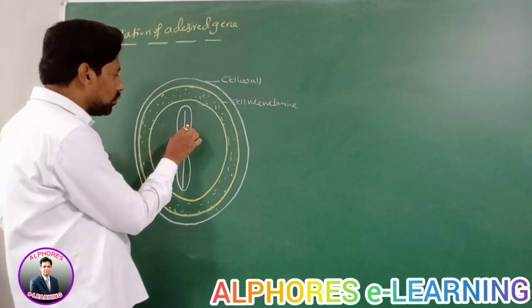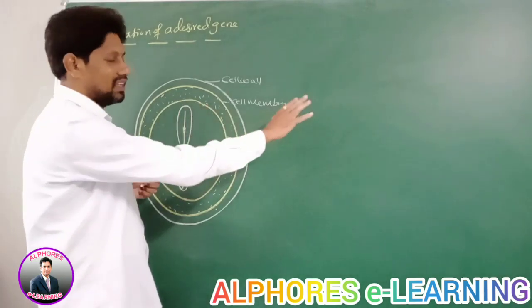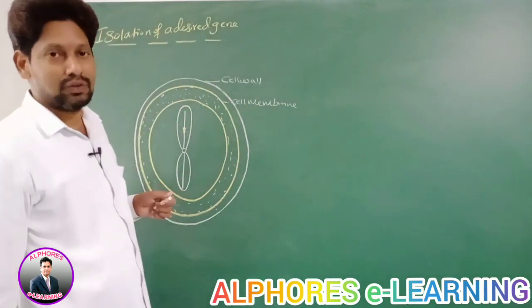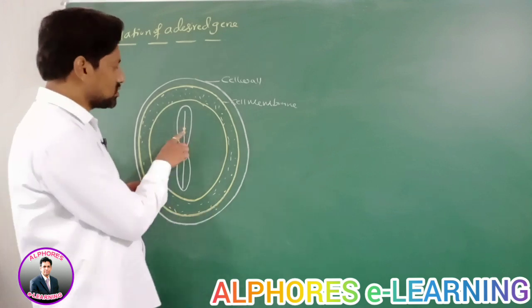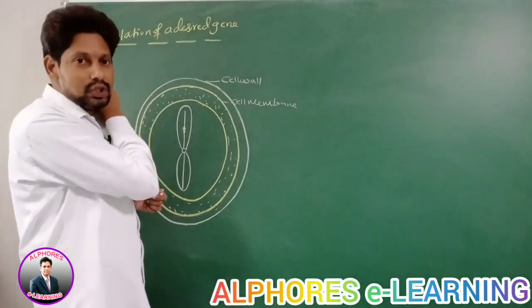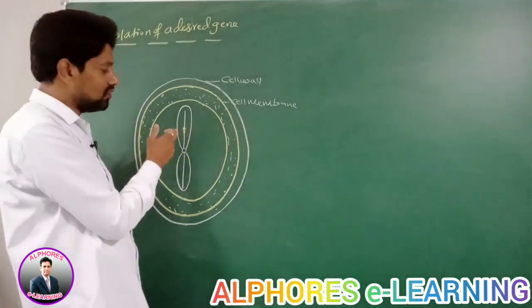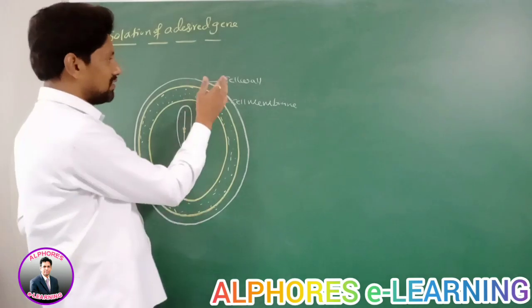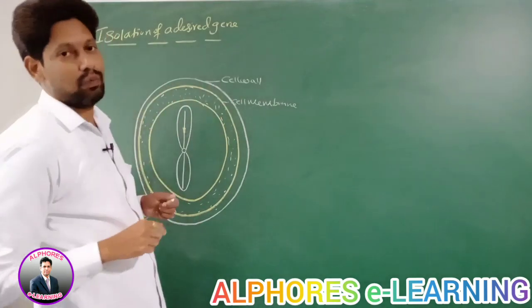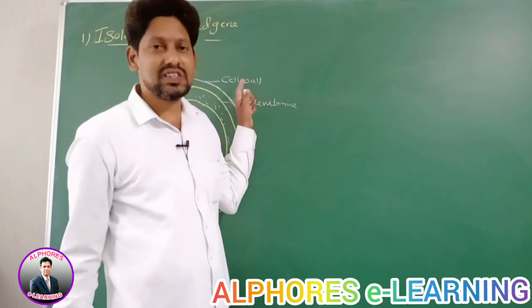Now see these statements carefully. If you want to isolate the desired gene, you have to remove all these barriers. What is the first step? Isolation of a desired gene. To isolate a desired gene, we have to remove all these barriers. Then only we can isolate the desired gene. What is the first barrier that is coming, sir? Cell wall. Therefore, first what we have to remove? We have to remove the cell wall.